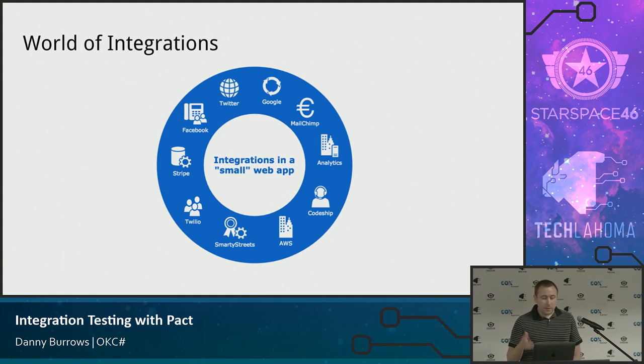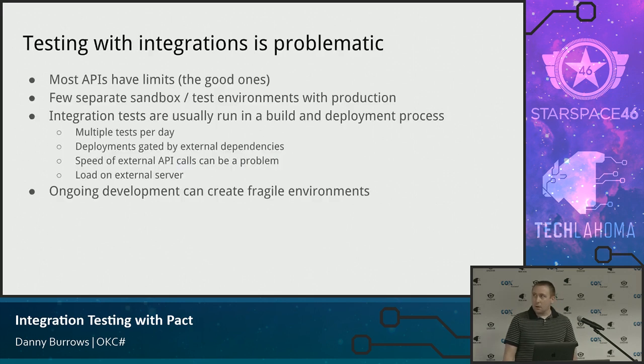We have AWS and CodeShip for CI and CD pipelines. And we have MailChimp and analytics, and on and on and on, right? And these are just the public ones. We have multiple partners that we need to integrate with, so all of their services, all of their APIs are up, we need to integrate with them. So a lot of integrations in the modern world, and this kind of creates some problems.